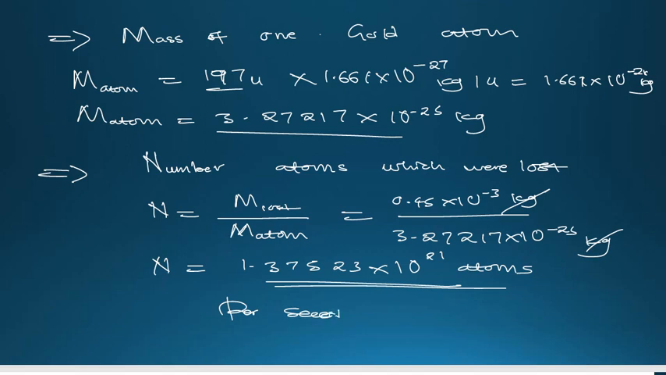Per second, from the time that the ring was given, up to 50 years. To find out the number of atoms which wore off per second over this period, we are going to convert 50 years to seconds. Then we divide.